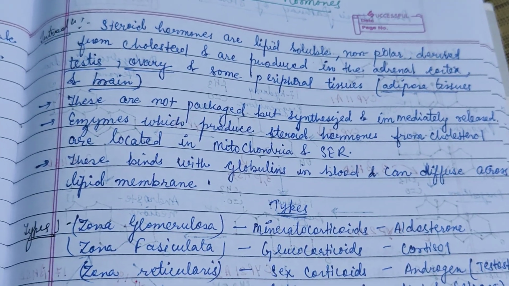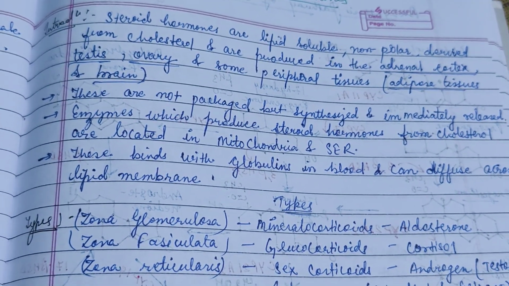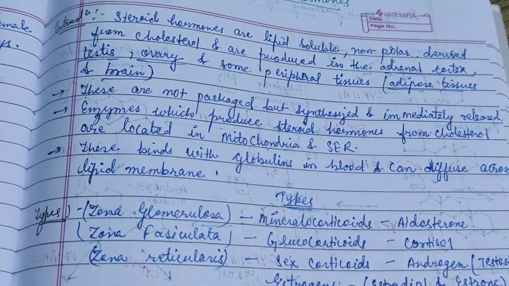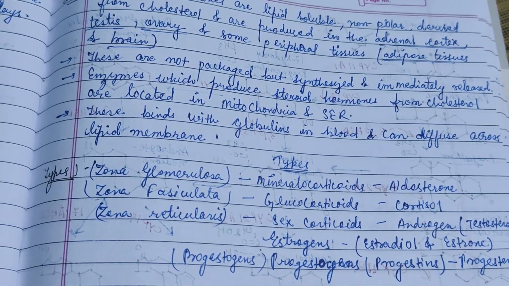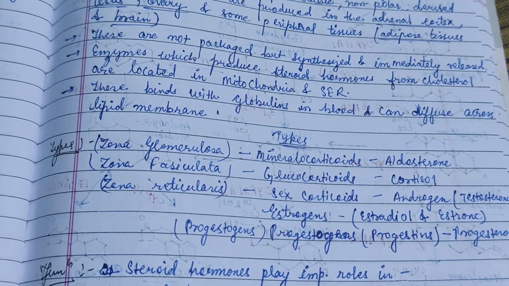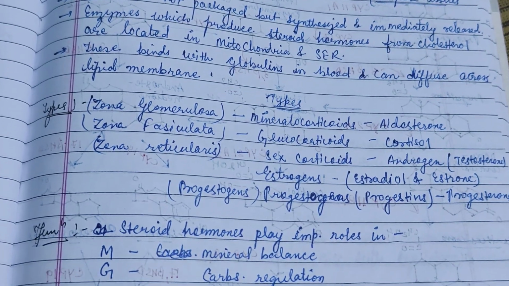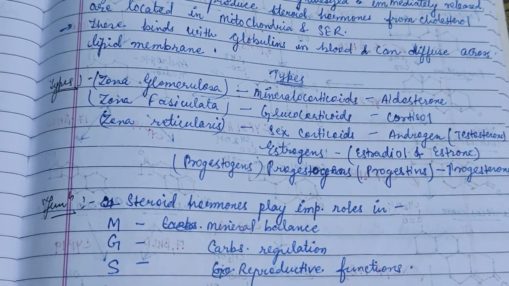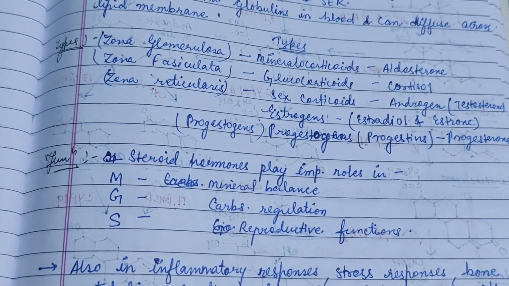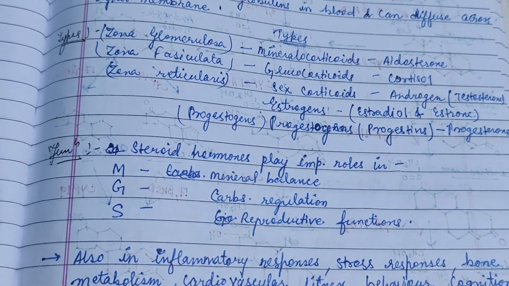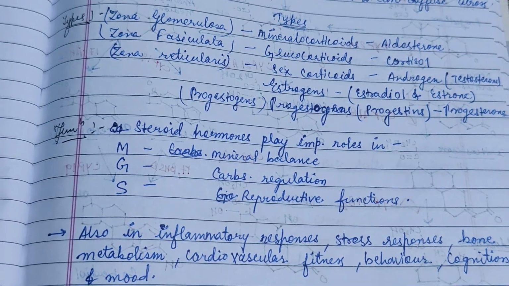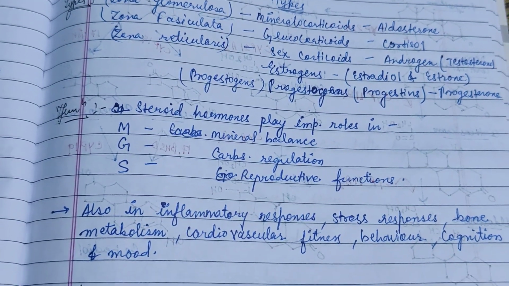So steroid hormones are the lipid-soluble, non-polar derivatives of cholesterol and are produced in the adrenal cortex, testes, ovary and some peripheral tissues. These bind with globulin in blood and can diffuse across. They are of three types: mineralocorticoids, glucocorticoids, and the sex corticoids, represented by aldosterone, cortisol, and androgen respectively.